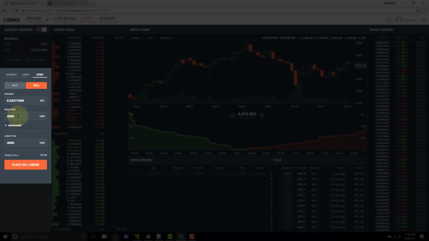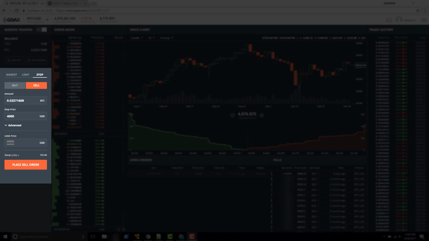But instead, we're going to program GDAX to say, do this for us if the price reaches 4,000 or lower. But what we want to do is mitigate the chances that we get stuck on the order book, because we definitely want to get out. We want to get an execution. So what we need to do is create a gap.